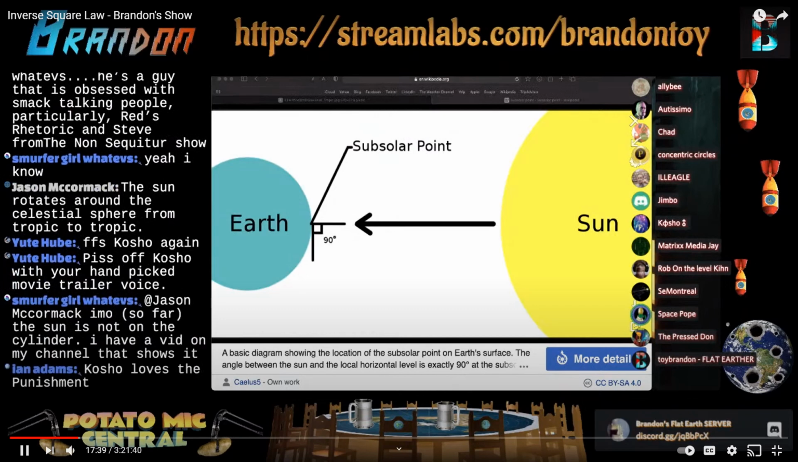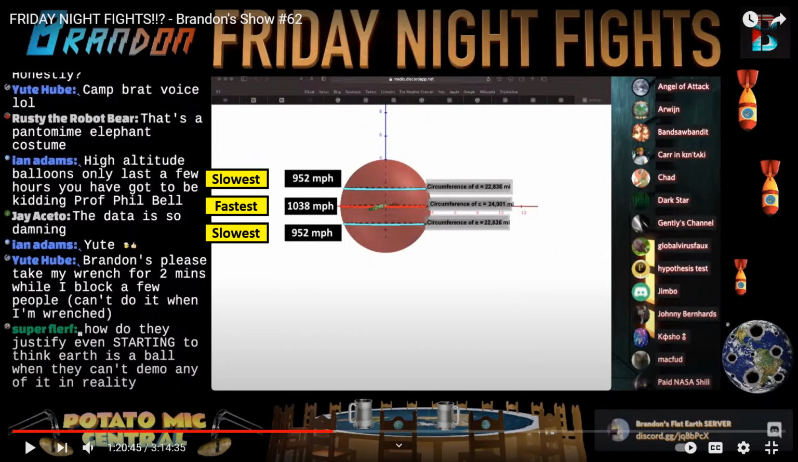So recently on Brandon's show, there's been talk about using the subsolar points of the sun, and this is when the sun is directly over a location on Earth, to measure the speed of the sun. And of course, this is an attempt to prove that the Earth is flat.